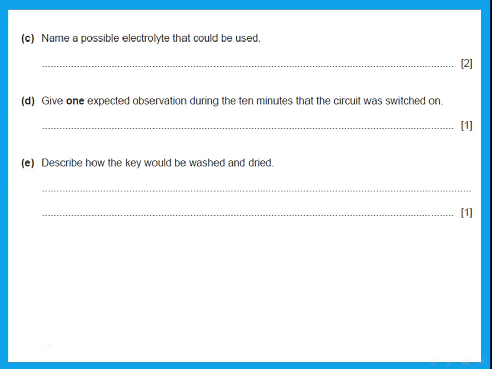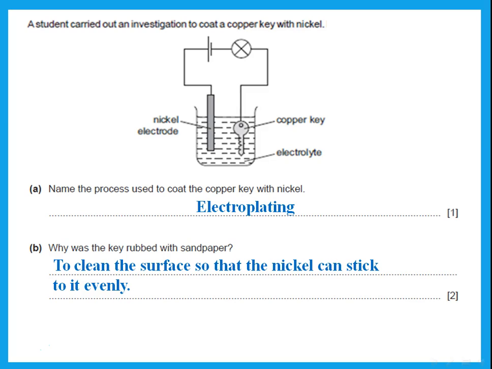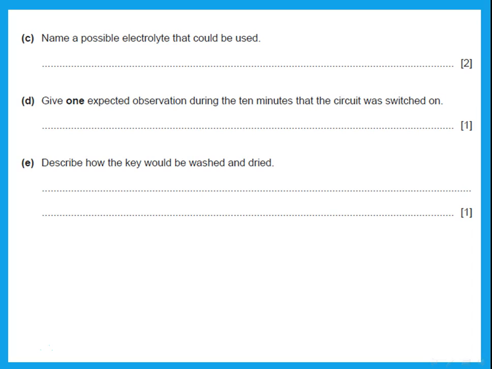Name a possible electrolyte. What was he trying to do? He was trying to cover it with nickel, so the electrolyte has to be nickel something, and it has to be a solution, not molten. So it is aqueous nickel nitrate or nickel nitrate solution. Remember, don't say nickel sulfate or nickel carbonate or something, because you may not know whether it's soluble or not, but we're sure that if it is something nitrate, then it is soluble.